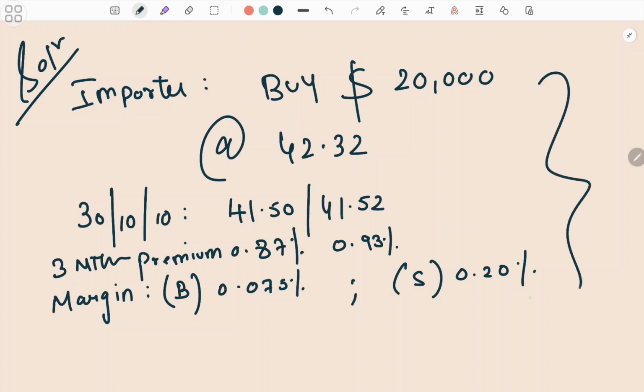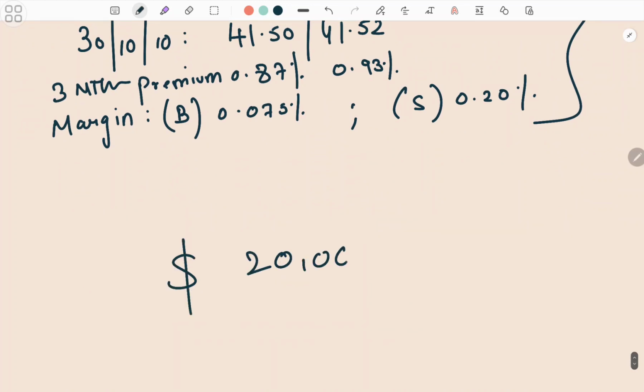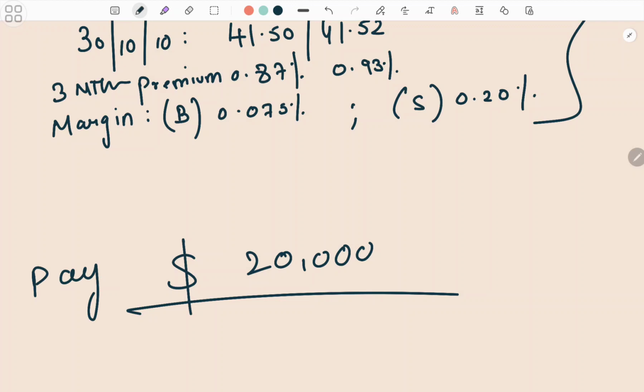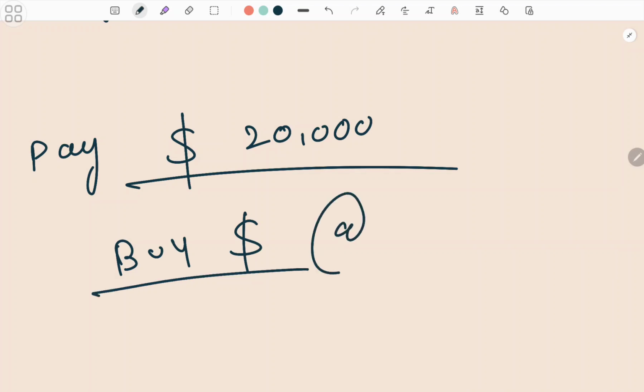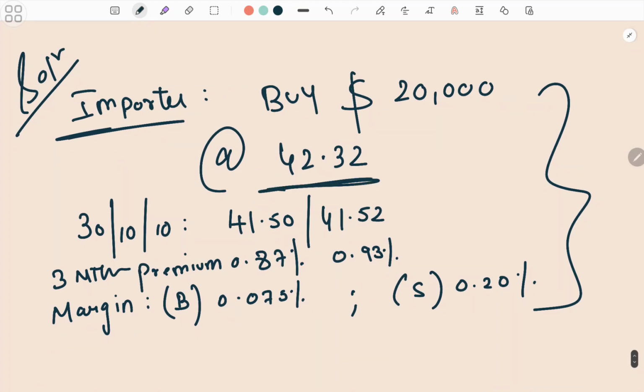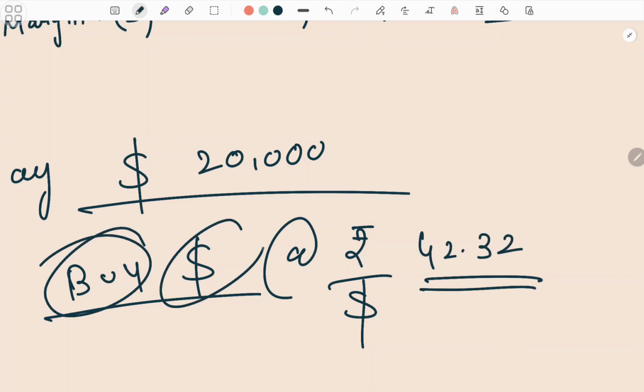This is basically all the information that I've written from the question itself. The person is an importer. It means that he will have to pay at the end of the tenure, which is 3 months. So he's entered into a contract where he'll buy. He has to pay $20,000. An importer will have to pay after taking the goods, and for that he'll buy dollars. And for that he's entered into a contract today. That forward contract rate is 42.32 rupee by dollar, the contractual rate for buying dollars.